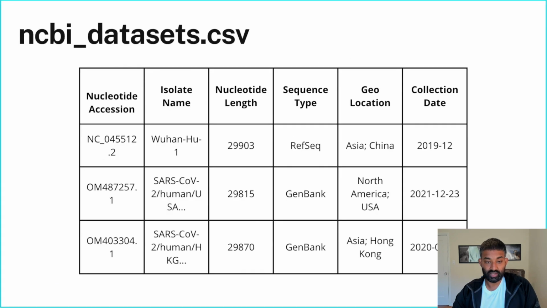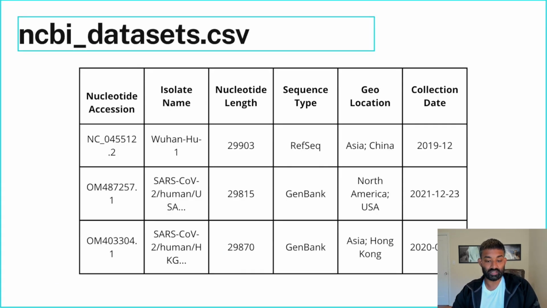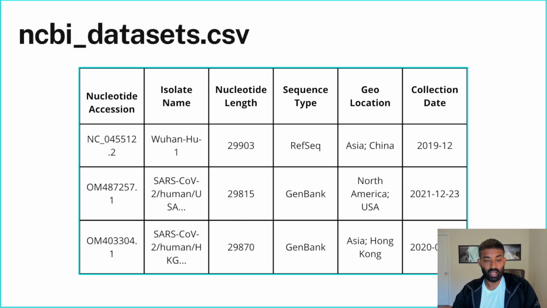So the actual data set we're going to be working with today is this NCBI datasets.csv file. And there are a few columns that are important that I've included here, but there are other columns that we'll see in the data when we load it. Each row is basically metadata for an RNA sequence. So for example, this first row is the first RNA sequence that was ever sequenced from the COVID virus. And it's called the reference sequence, or the RefSeq, in the sequence type.